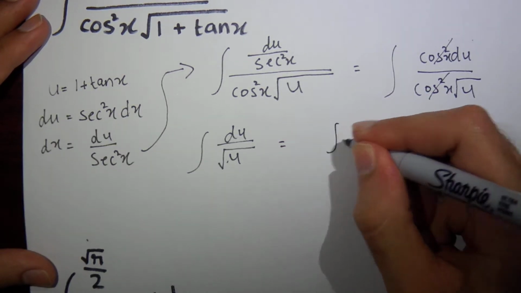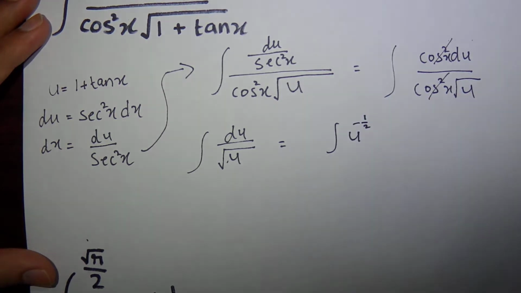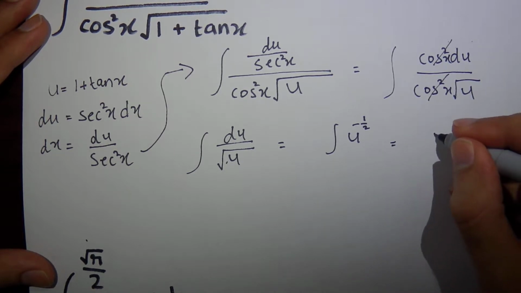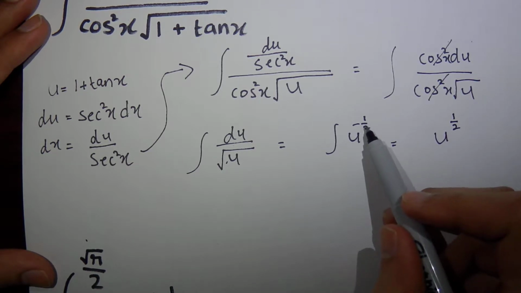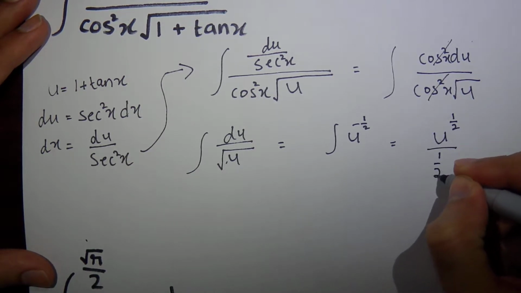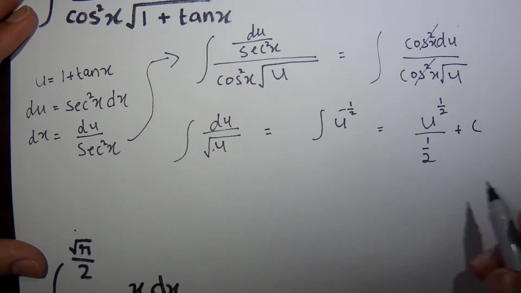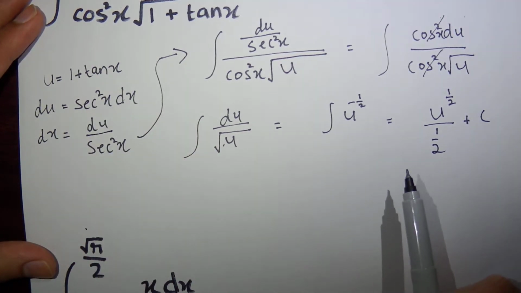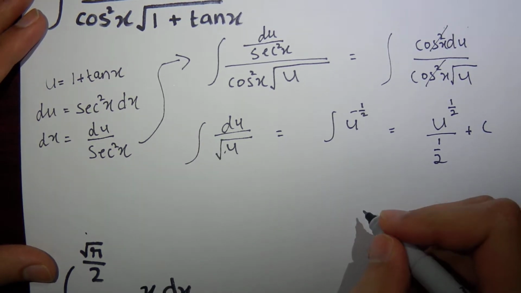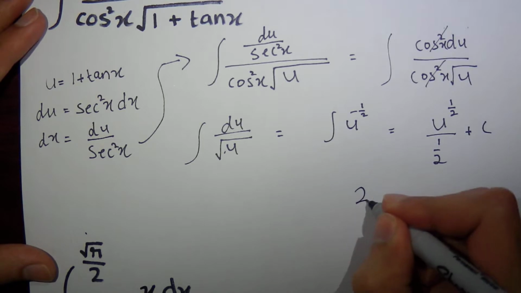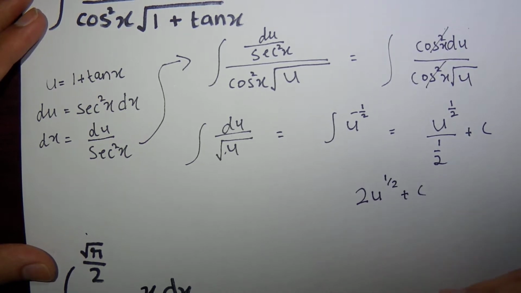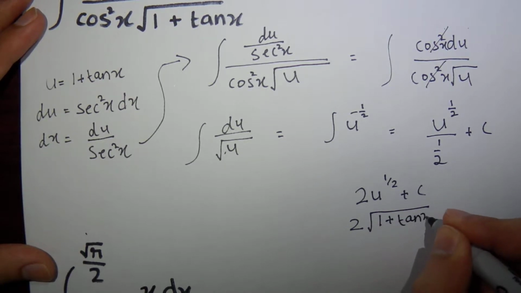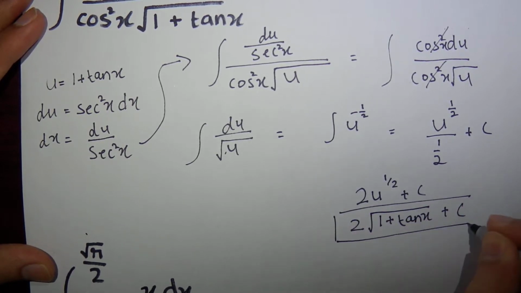This can then be written as u to the negative a half. We use a simple integration law where we add 1 to the exponent and put it in the denominator as well. So this would become u to the 1 over 2, since negative 1 over 2 plus 1 is 1 over 2, divided by 1 over 2, plus c. Now we've only got to plug our u substitution back into our u, so we have our final answer in terms of x. So we will have 2u to the 1/2 plus c, which is 2 square root 1 plus tan x plus c as our final integral.